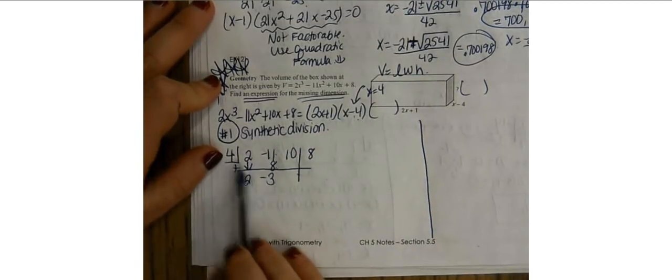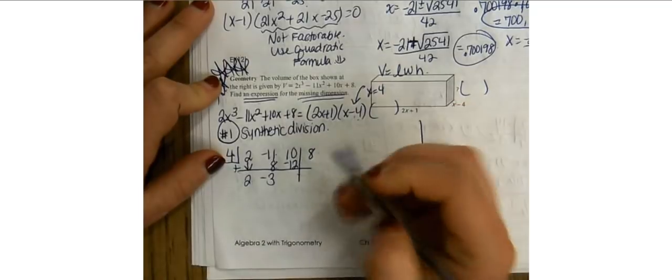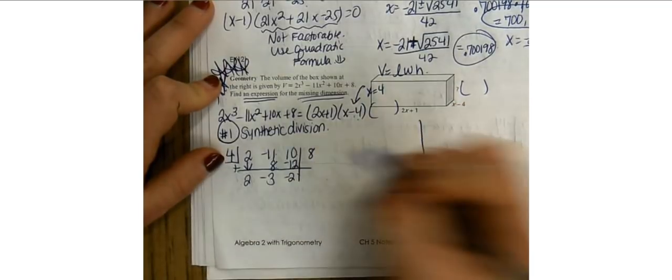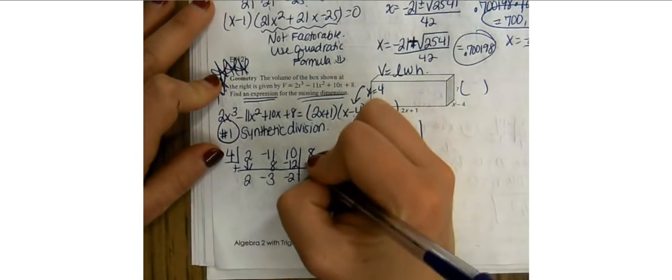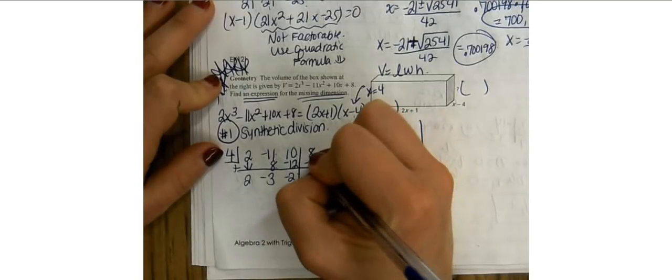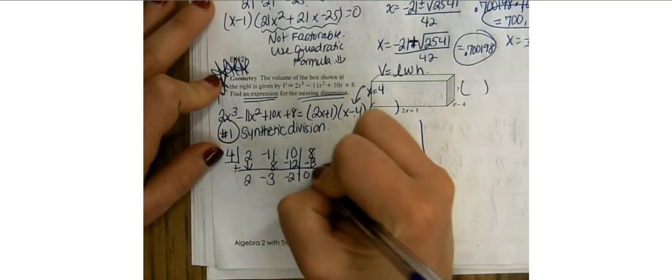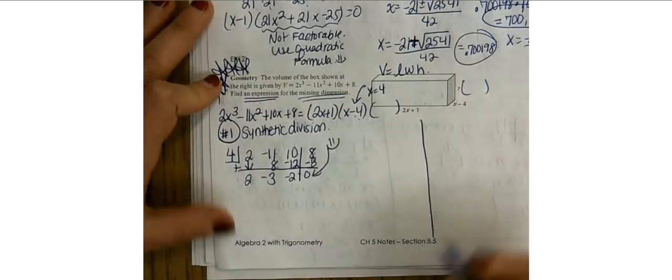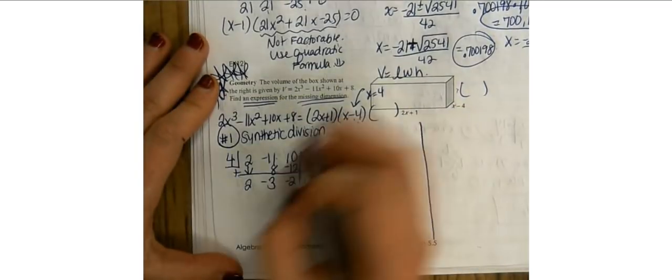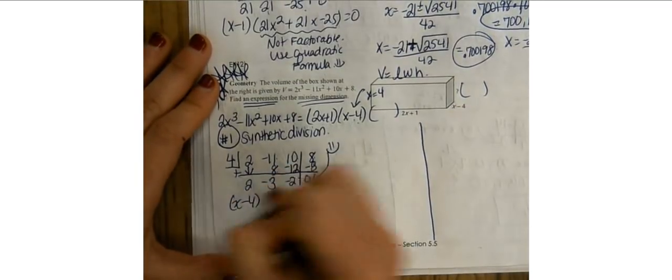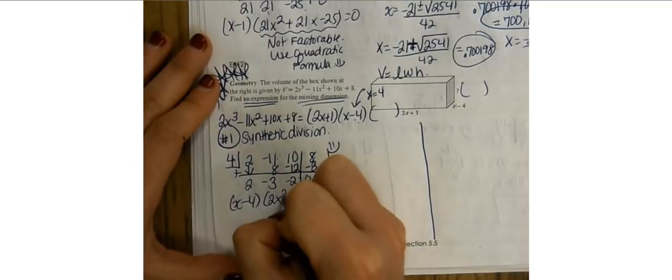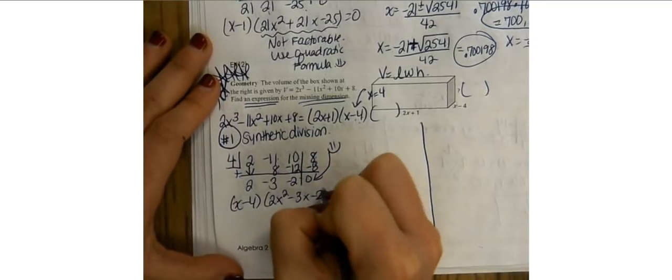And 4 times negative 3 is negative 12. 10 minus 12 is negative 2. 4 times negative 2, that is negative 8. And 8 minus 8 is 0, which is awesome. That's what I want. So now I have x minus 4, and I have 2x squared minus 3x minus 2.